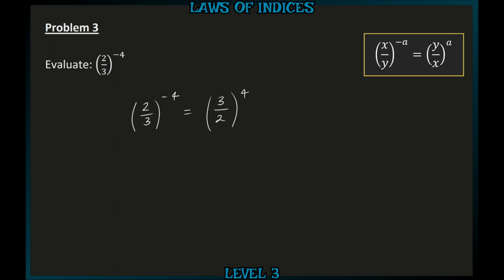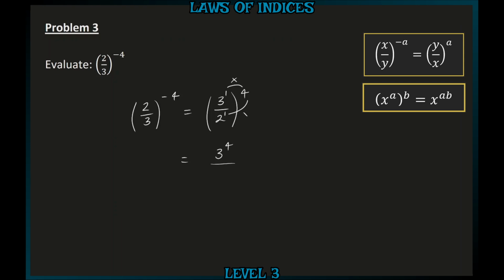Next, we can add a power of 1 to the 3 in our numerator and a power of 1 to the 2 in our denominator. And it's important to do this because we can now see that we're raising powers to powers. And to do this, we're going to use this law, which tells us that when we raise a power to another power, we multiply the 2 powers together. So we're going to start by multiplying together 1 and 4, and that makes our numerator 3 to the power of 4. And similarly, we're going to multiply together 1 and 4 in our denominator to make this 2 to the power of 4.